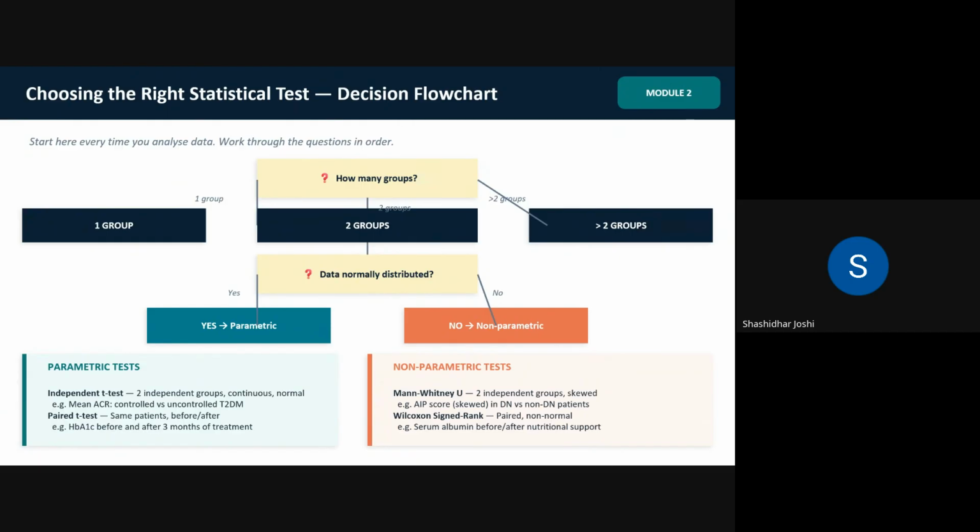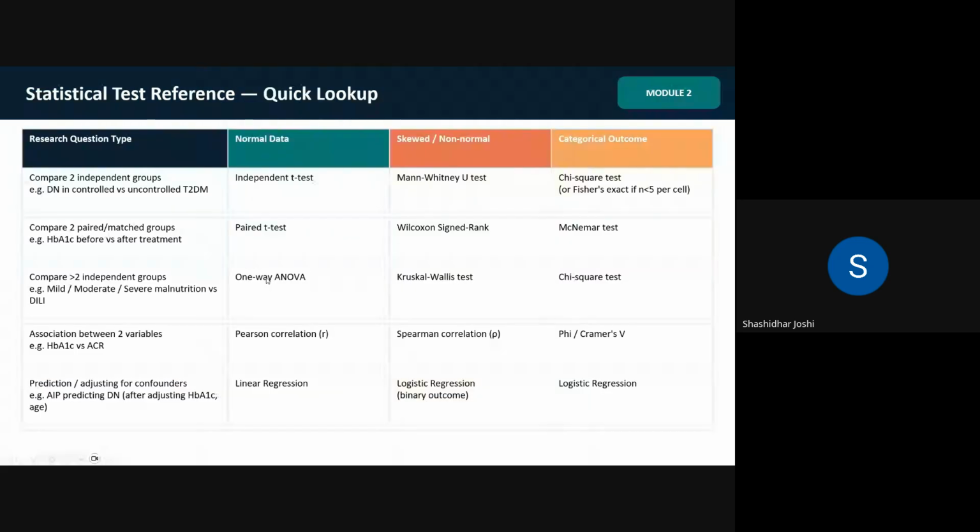Basically what happens here is that first you need to understand how many groups there are. When I say group, I mean experimental group, test and reference kind of thing. If there is one group, then there is a different set of tests available. If there are two groups, a different set of tests is available. And if there are more than two groups, again, a different set of tests is available. So I'll go through this one by one.